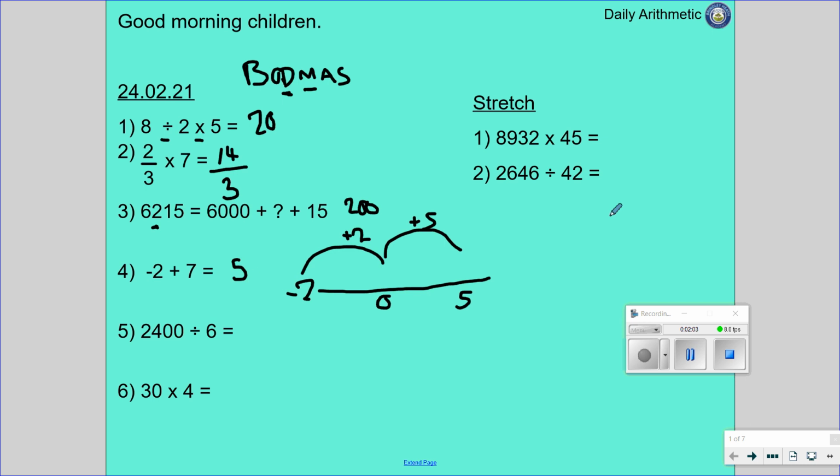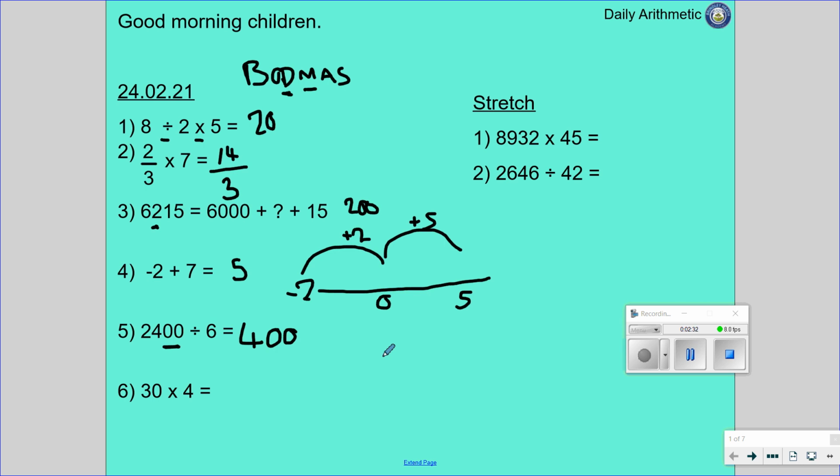Question 5, 2,400 divided by 6. Here I've got to use known facts. I've got to use what I know to help me work this out. So I know that 24 divided by 6 is 4. But 2,400 is 100 times bigger. It's got 2 zeros on the end. So my answer is going to have 2 zeros on the end as well. It's going to be 100 times bigger. So my answer is 400.